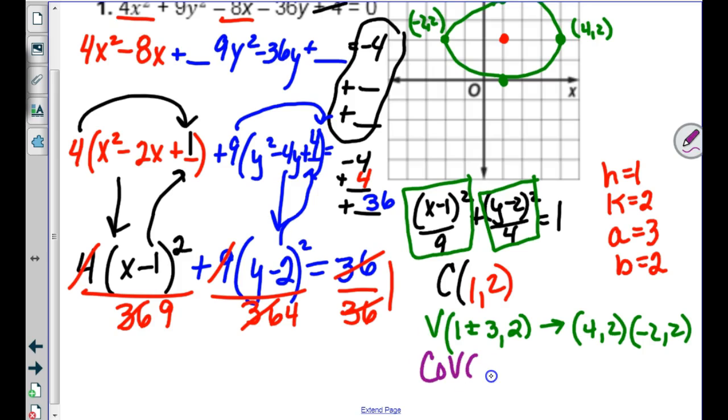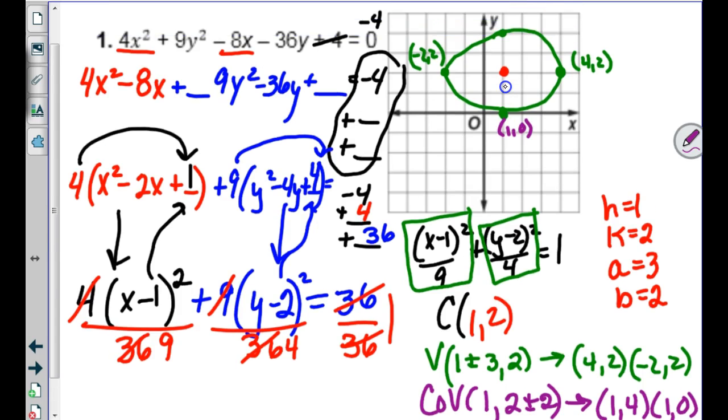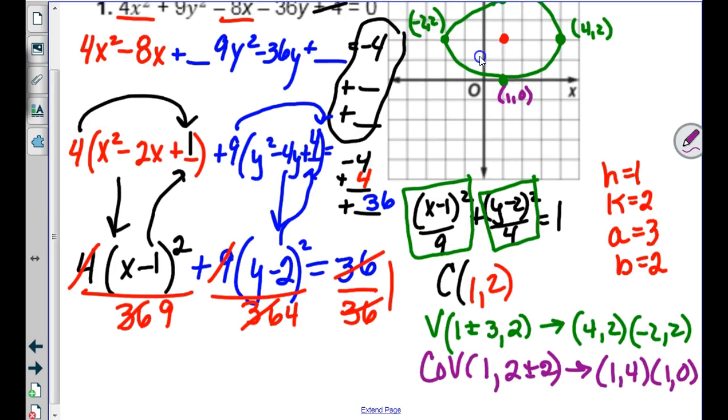Co-vertices, it says, are at h, comma, k plus or minus b, which makes those two ordered pairs (1, 4) and (1, 0). Does that seem okay? (1, 0), (1, 4). That's all you have to find except for those weird foci.